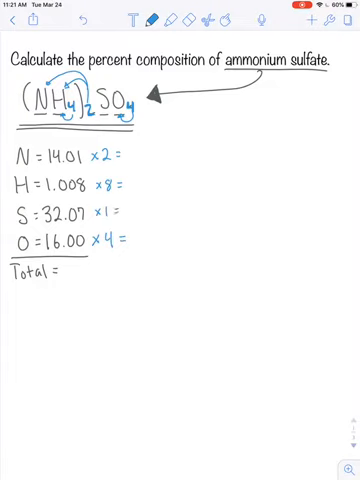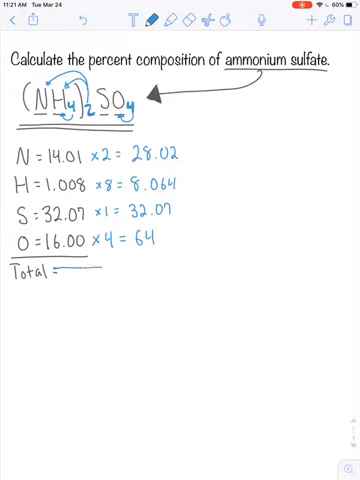So 14.01 times 2 is going to be 28.02. So that's how much nitrogen we have in the compound. And if we do 1.008 times 8, that's going to give us 8.064. Our sulfur, we don't have to multiply by anything, and then 16 times 4 is going to give us 64. So we have our total amounts of each of the elements.